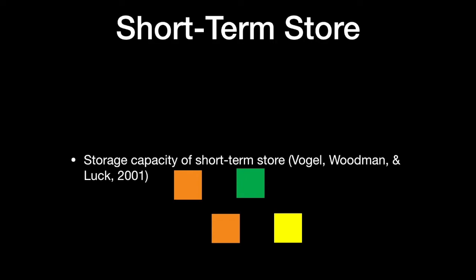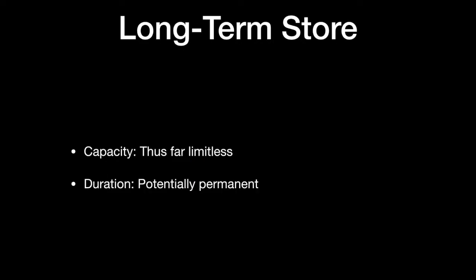Short-term memory can store not only numbers and letters, but also colors, orientations, and integrated objects rather than just features of them. Next, long-term memory. This type of memory is remarkable because the capacity seems to be limitless, and information can be permanently stored.